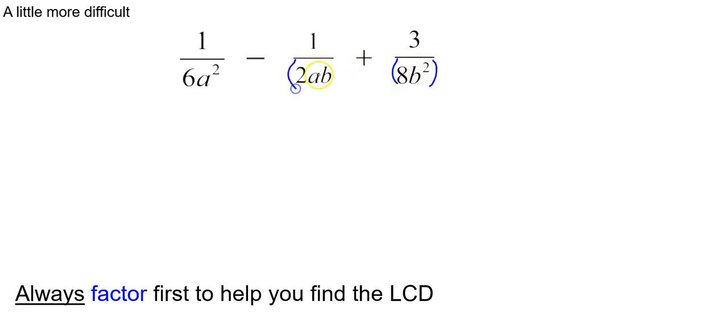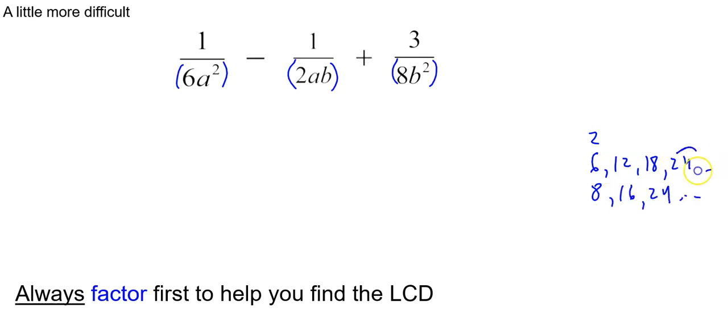So first, let's just look at the numbers. If you have a 2, a 6, and an 8, what's a common multiple? The 2 is going to multiply into any of those, so really I'm just looking at the 6 and 8. So 6, 12, 18, 24, etc. 8, 16, 24, etc. There it is, 24. So 2 goes into 24 as well. So that's our common denominator.